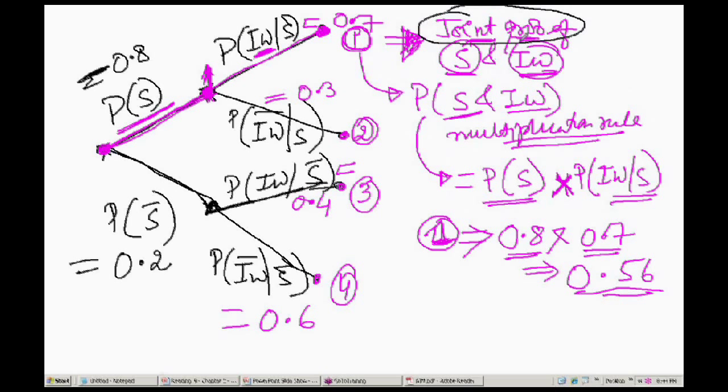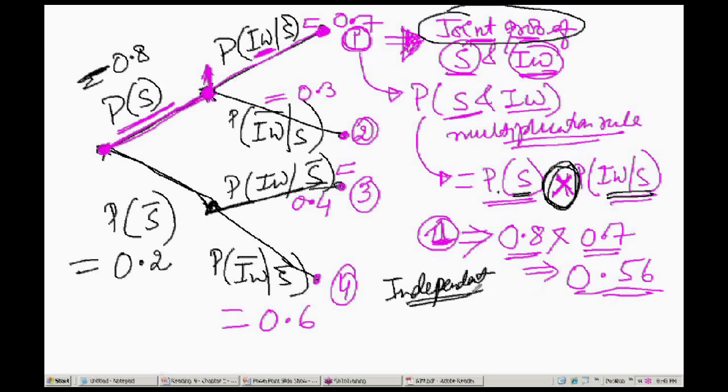So for joint probability, we use the multiplication rule. This is the multiplication rule when you have conditional events. So this is conditional on this. However, you can have some independent events also. So this is only for conditional events. You can have independent events also.